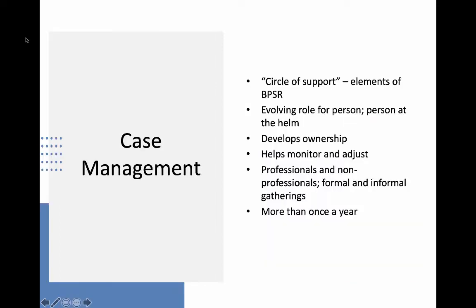One of the ideas that I'm going to introduce in this subject of social life is case management. Now, we've already introduced this idea a little bit in our planning module by talking about that stakeholder meeting, all the people around the table. But we're going to build on that idea, and we're going to incorporate something that's called a circle of support, although there are many other ways that this is described.